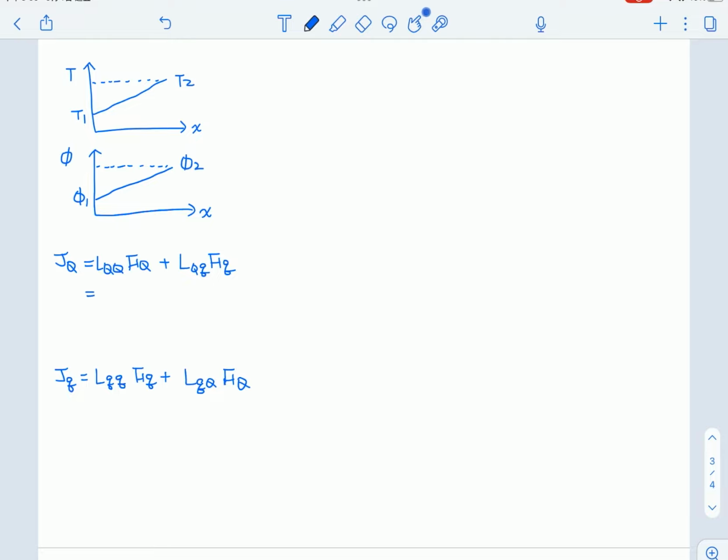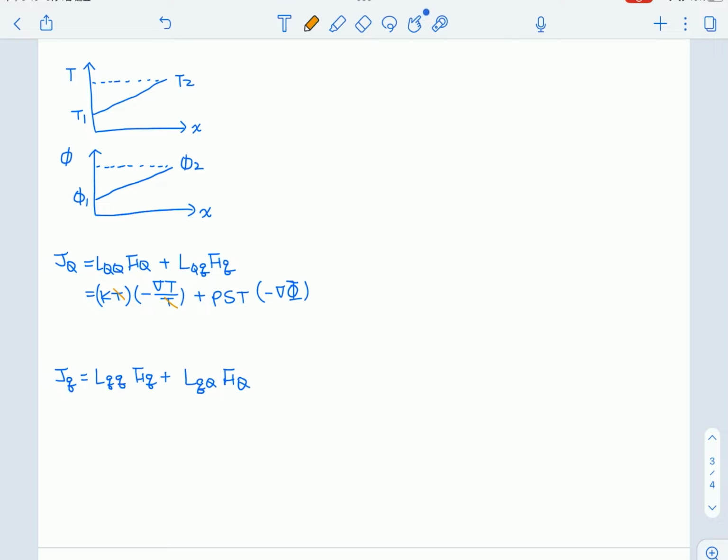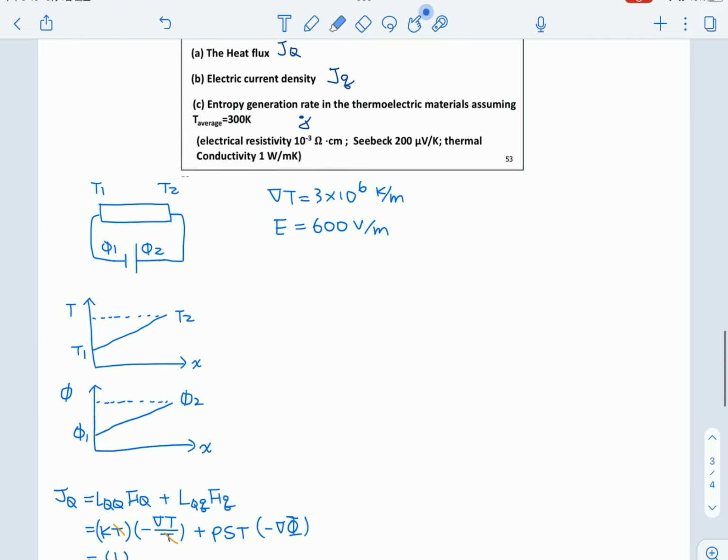So what's the L capital Q capital Q? It's kappa T, right? And what's the thermal driving force? It's minus the temperature gradient divided by T. And what's the L capital Q small q? It's rho S T. And the driving force here is the electrical potential gradient. So here, drop this term out. So you get the thermal kappa is equal to 1. So you know kappa is equal to 1, right? Kappa is 1. Okay.